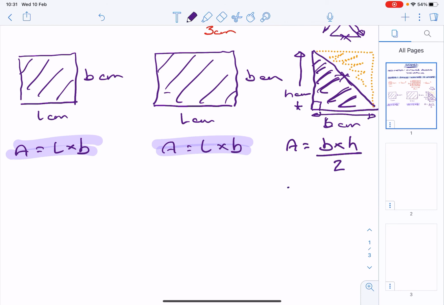Lots of different ways of writing this. Some people write it as a half base times height, okay? You don't need these multiplication signs in there, so you can just write half base times height. You can write base times height and then divide it by 2. You can use any of these three. It's entirely up to you. But the bottom line is, this is going to be the most important bit, this divided by 2, okay? However you write it, however you do it, you have to divide it by 2. You have to half the area of the outer rectangle, okay?